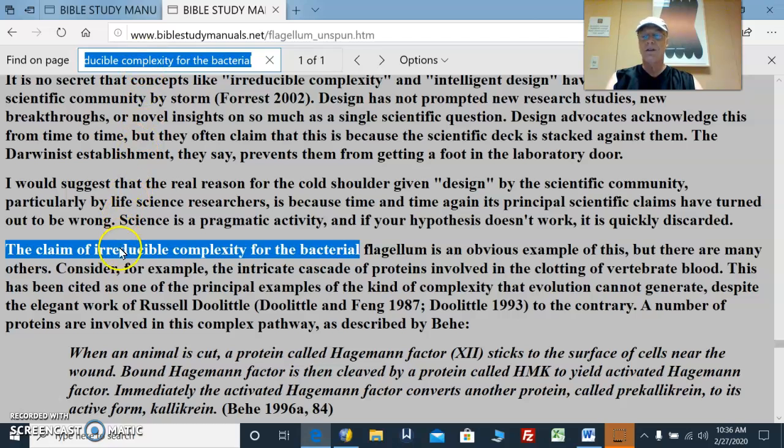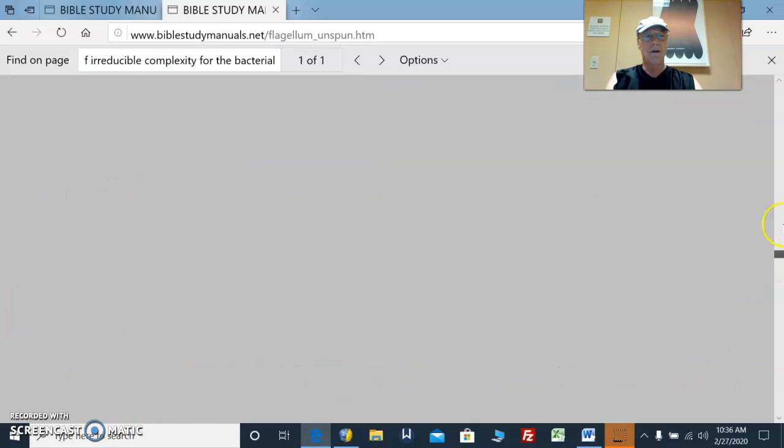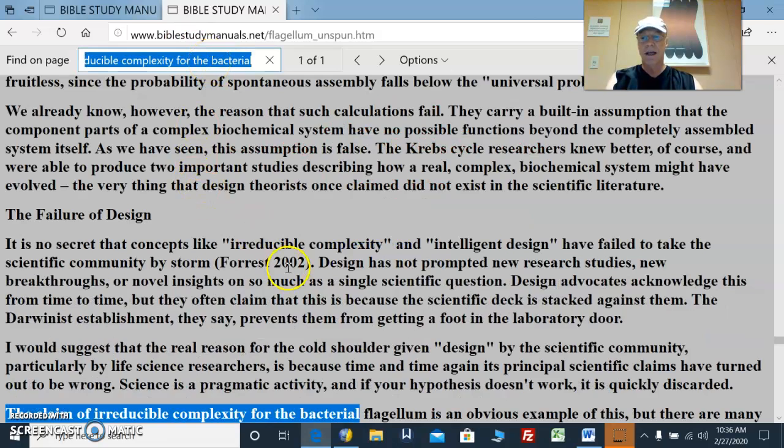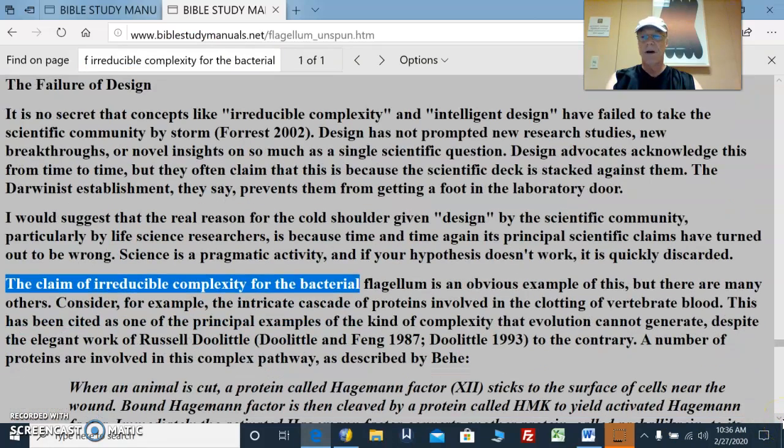The claim of the scientist involved in this, which is, by the way, Professor Kenneth R. Miller. This is what he says. The claim of irreducible complexity for the bacteria flagellum is an obvious example of the logic of it not working. But there are many others. Consider the example of the intricate cascade of proteins involved in the clotting of vertebrate blood. This has been cited as one of the principal examples of the kind of complexity that evolution cannot generate, despite the elegant work of Russell Doolittle.